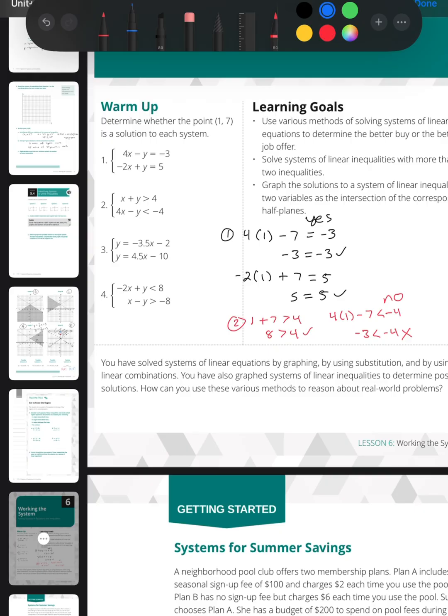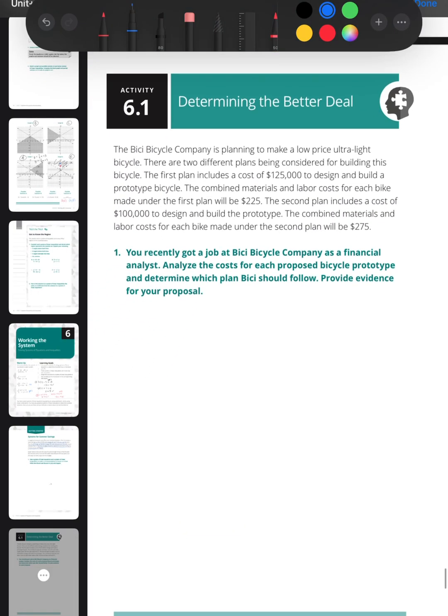Okay, so if you try 3 and 4 on your own, for number 3, you should get that no, that is not a solution. And then for number 4, you should get yes. We're going to skip past getting started and go to Activity 6.1, just determining the better deal here. So we're going to analyze these two and compare them.